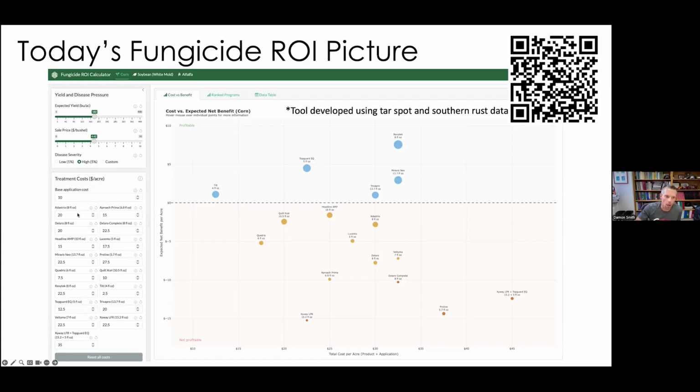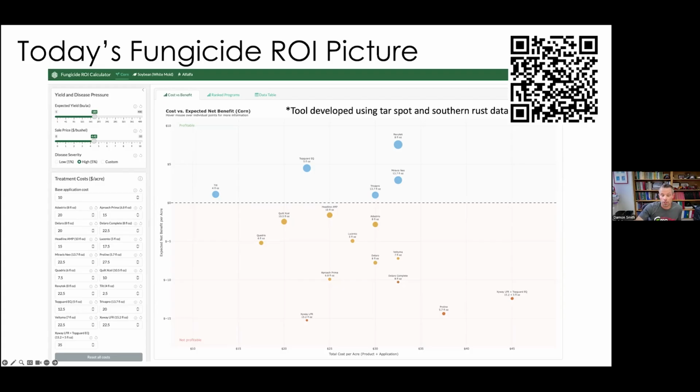And then this thing will sort of auto calculate based on the pre-populated information here in the left-hand side. You can actually change this information, so you can change the application costs, the costs of the products, you can change the yield and all of this and run these scenarios, and this interactive platform will kind of change for you and show you what's profitable. So anything above this dashed line here in blue is going to be profitable or expected profitable programs. Anything below the line probably not expected to be profitable in these scenarios.